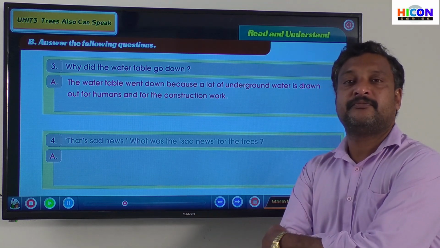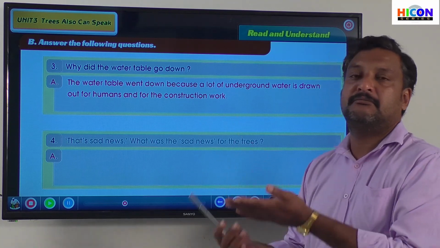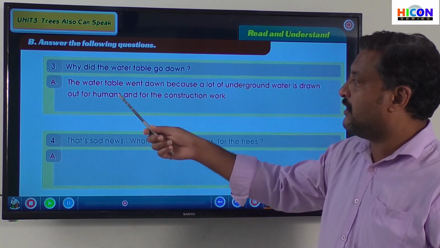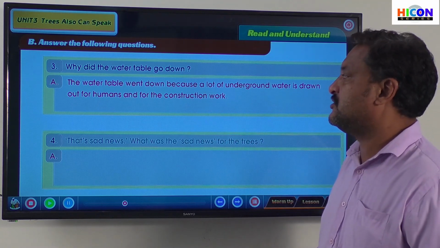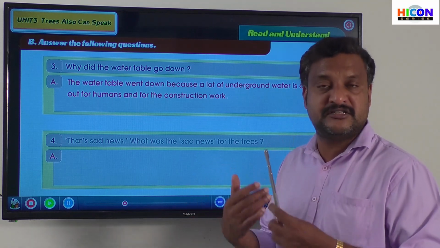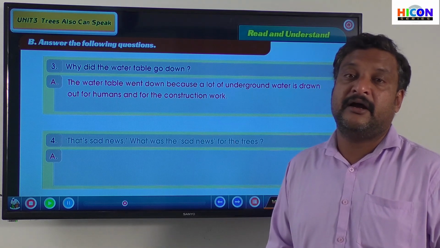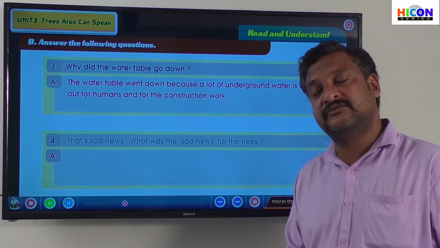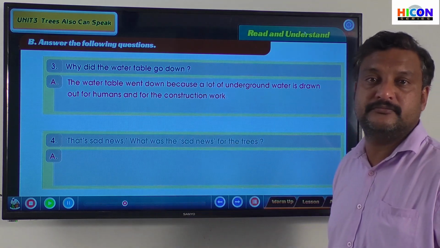But what do we do? Yeah, we dig wells and bore wells, and we pull out maximum water from the depths of the soil, isn't it? Yes. See, the water table went down because a lot of underground water is drawn out for humans and for the construction work. For our consumption and then for the construction, we need a lot of water, and we are taking the maximum water out of the earth. So because of these things, what happened? Yes, the water table level went down.